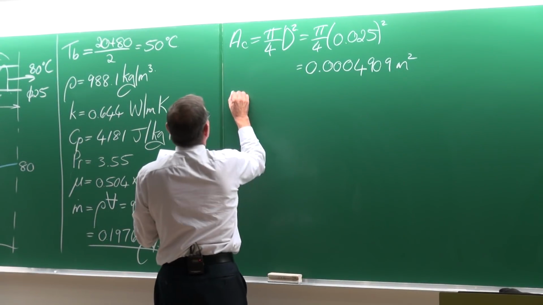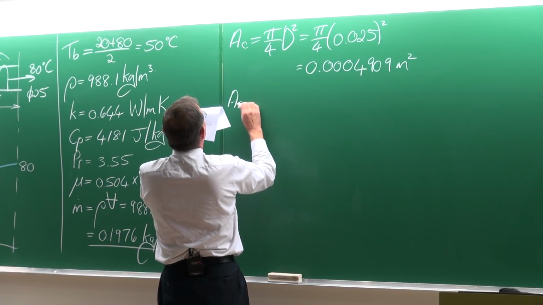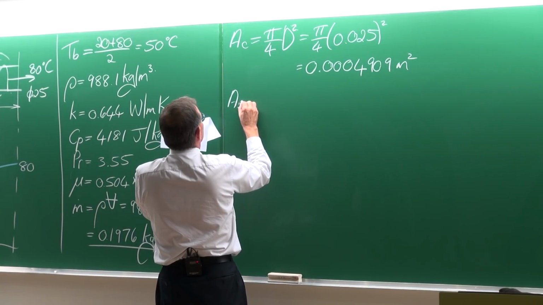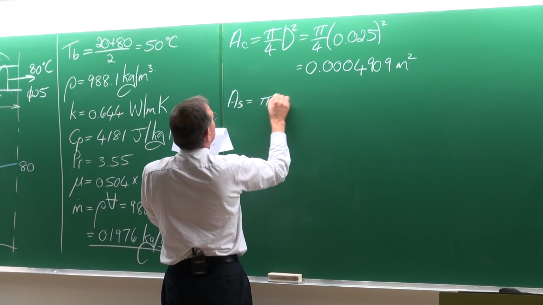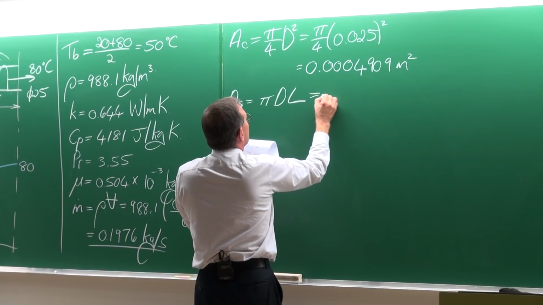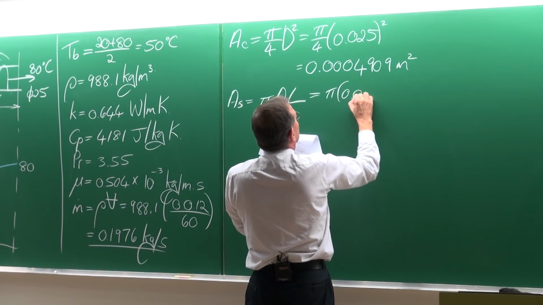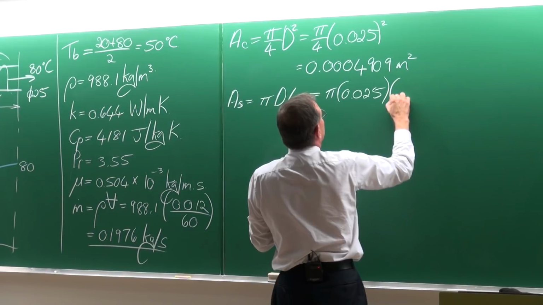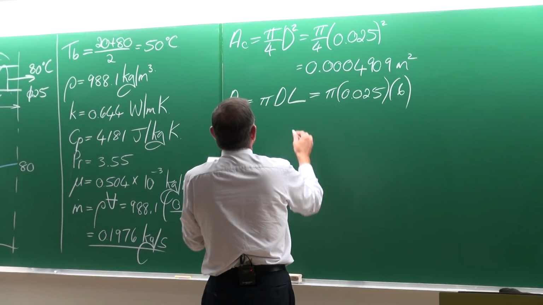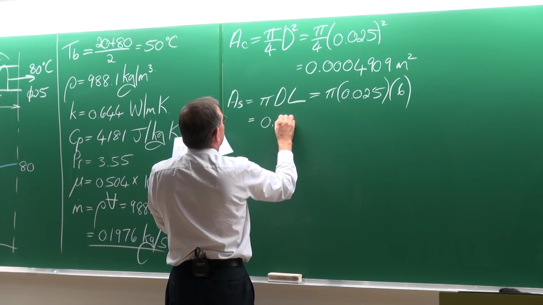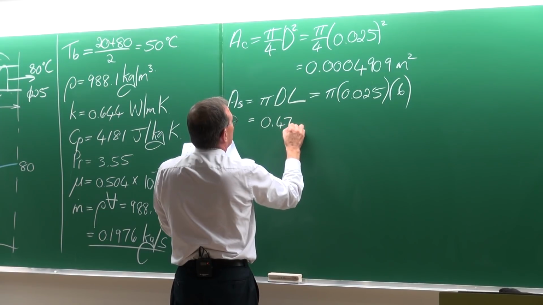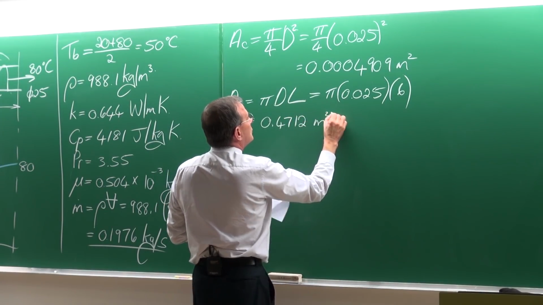And the surface area is equal to pi d multiplied by L. Pi, the diameter is 25 millimeters. The length of the tube has been given as 6 meters. So the surface area for heat transfer is 0.4712 square meters.